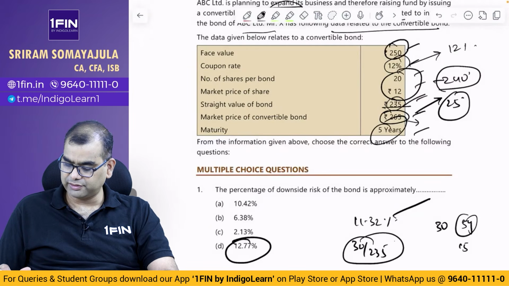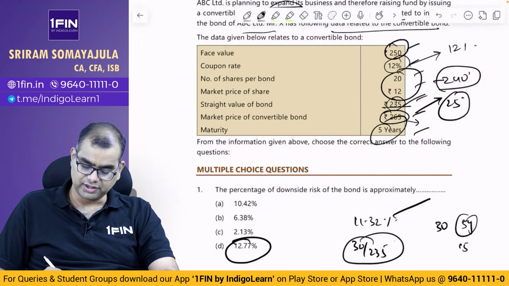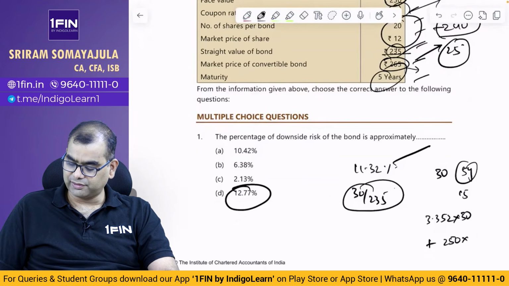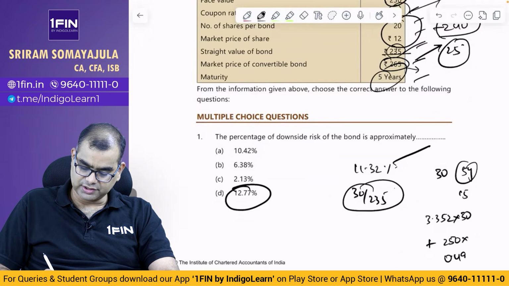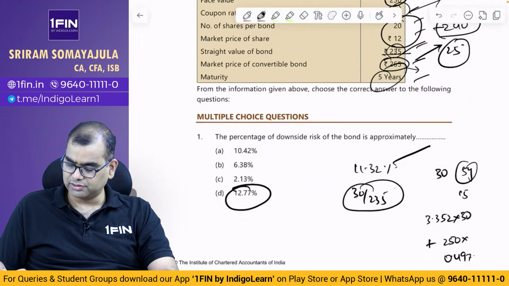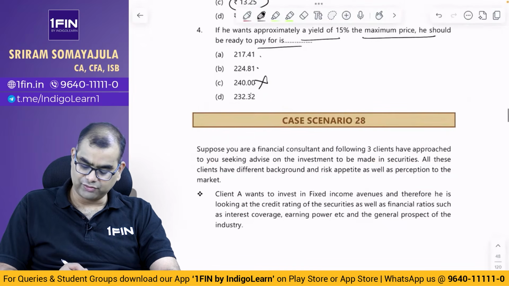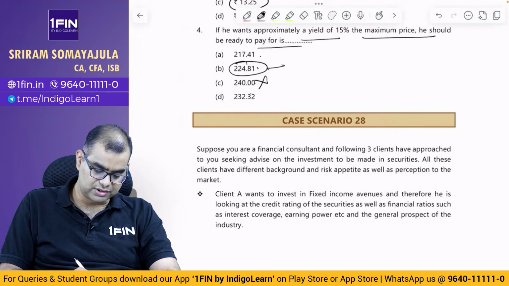1, 2, 3, 4, 5. From the annuity table, you get 3.352. So 3.352 into 30, plus you get back your 250. So 250 into 1 by 1.15 to the power 5, which is 0.497. So 0.497 into 250 plus 3.352 into 30 gives you 224. Is the answer there? 224? Yes, 224.85, so 224. This is the answer. This is basically you do the present value of the bond.